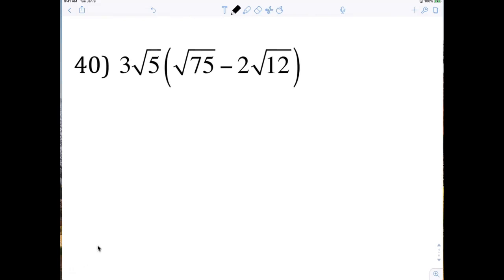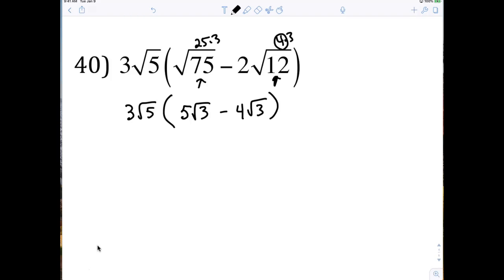Now, in my opinion, I think we should try to simplify this. So again, 3 radical 5, open parentheses. 75, I'd want everybody to just look at that and say that's what? 25 and 3. And 12 again was what? 4 times 3, so... Did everybody see that? Look how nice that is. I can even simplify this now.